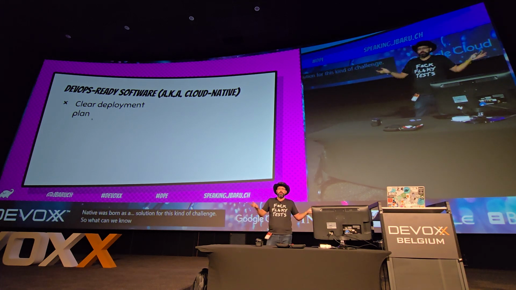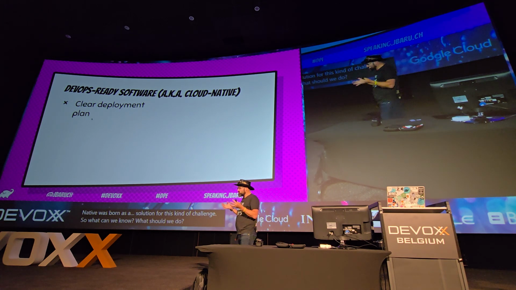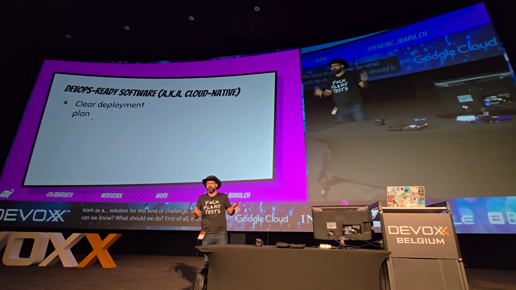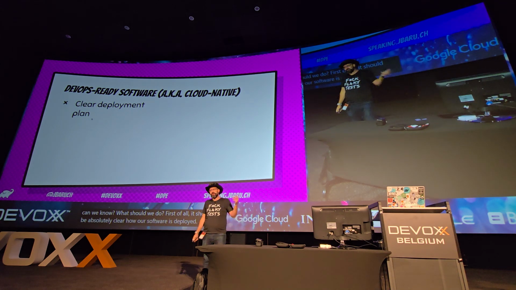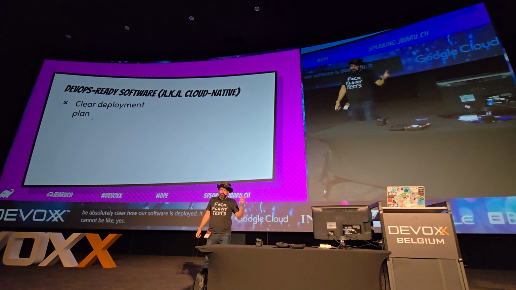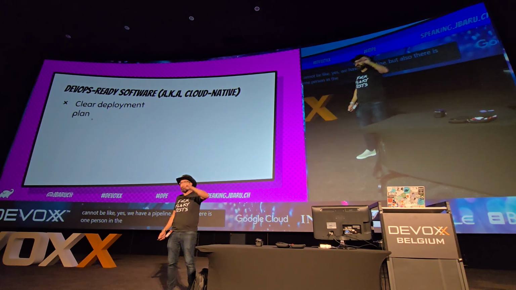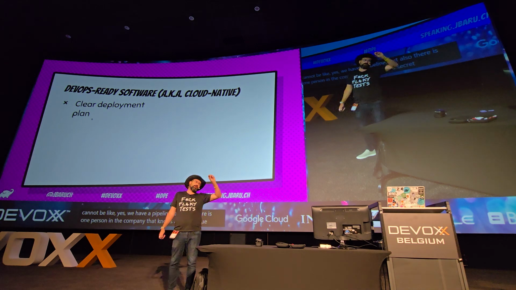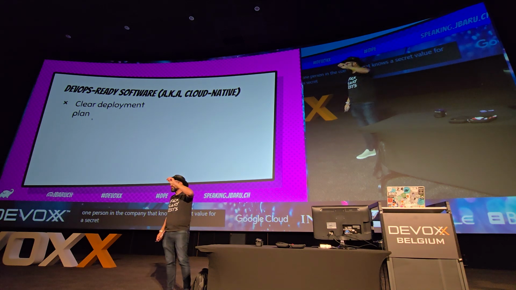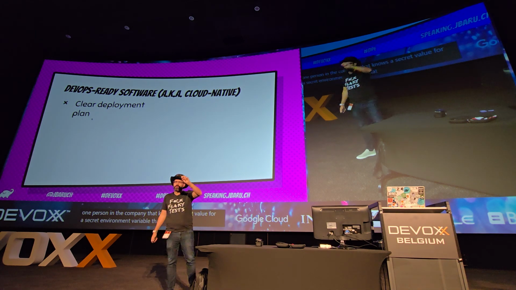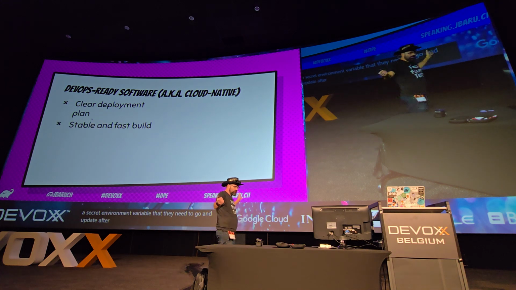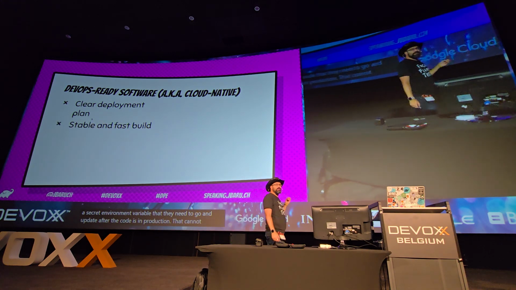So what should we do? First of all, it should be absolutely clear how our software is deployed. It cannot be like, yes, we have a pipeline, but also there is one person in the company that knows a secret value for a secret environment variable that they need to go and update after the code is in production. Right? That cannot happen. Stable and fast build.